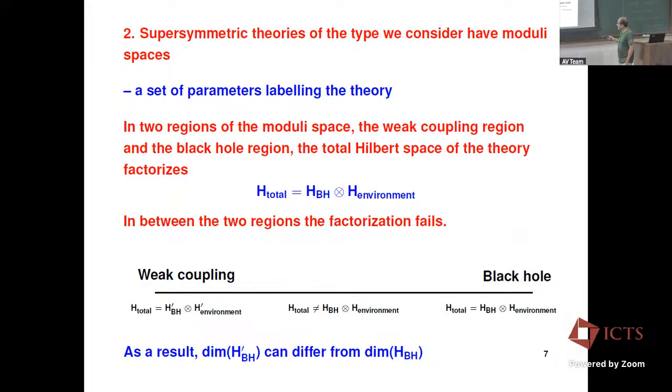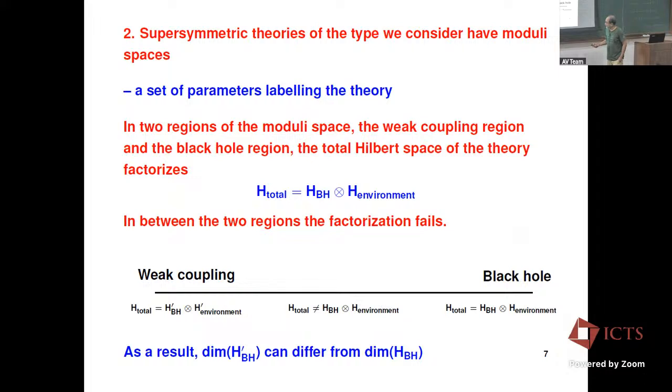So here I have denoted it pictorially by thinking of moduli space as one-dimensional. In general, it's a multidimensional object. But nevertheless, in some region of the moduli space, the total Hilbert space, that means black hole plus the whole environment, factorizes. In another regime, which is called the black hole regime, here again, the total Hilbert space factorizes. But in between, there is no factorization. Everything is mixed. You cannot identify the Hilbert space as a product of two separate vector spaces.